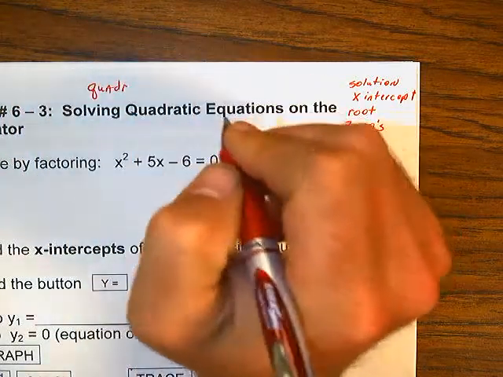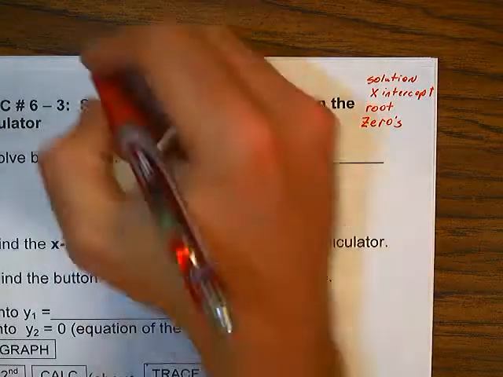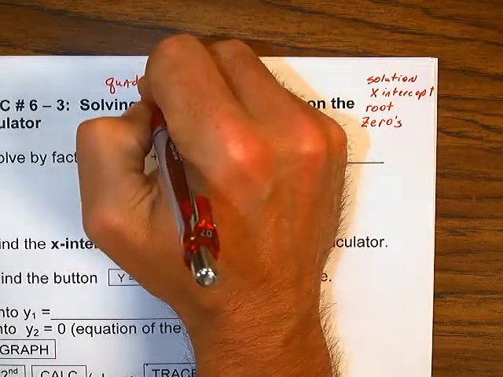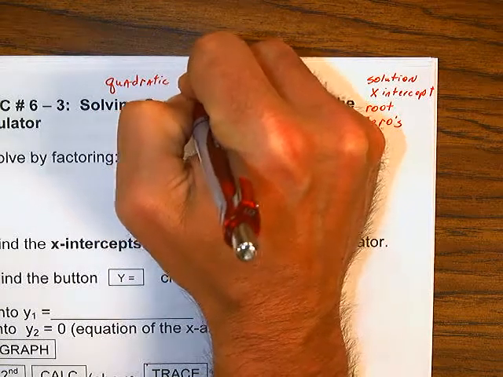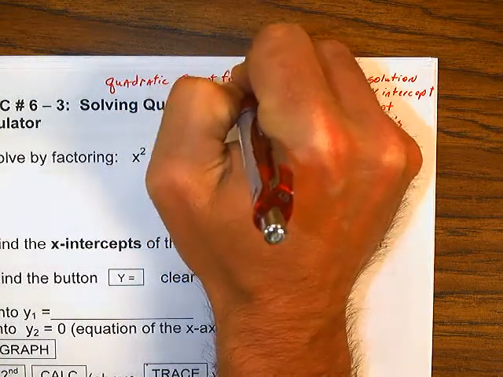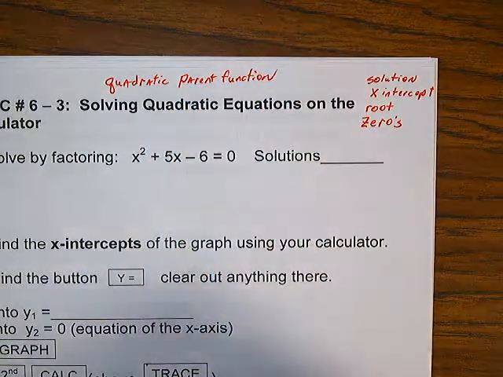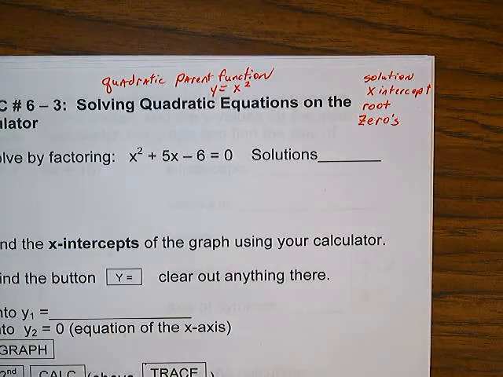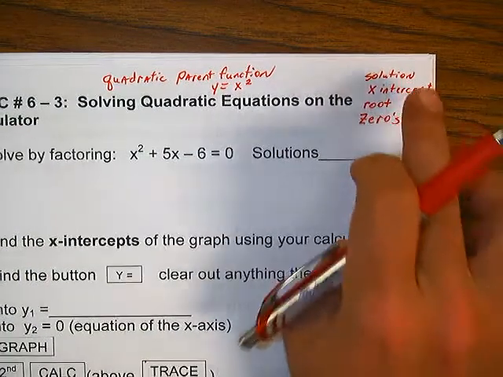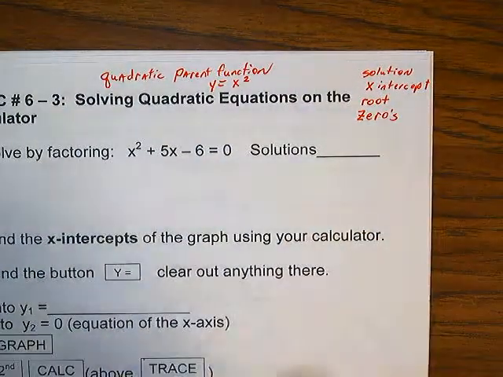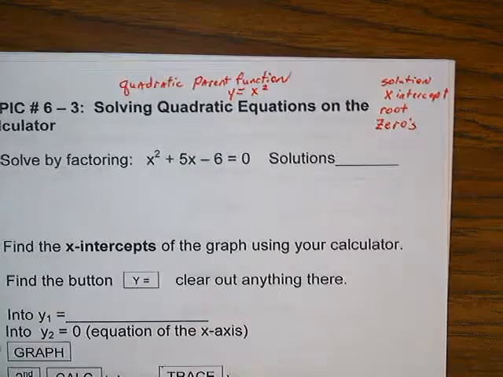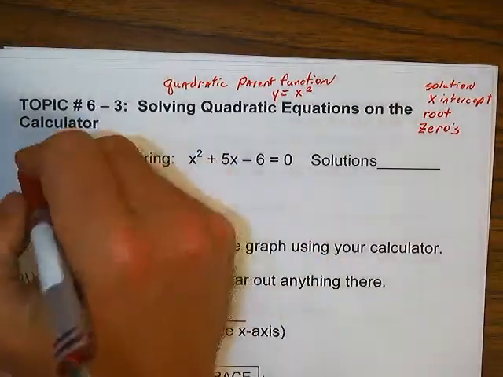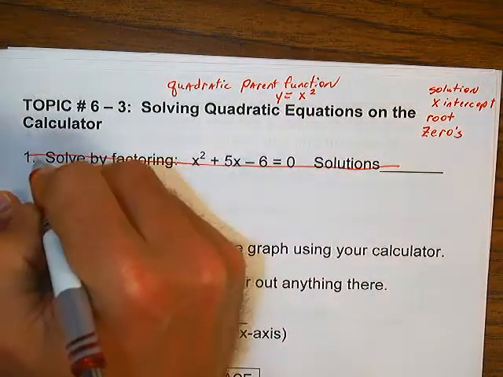this will become really important on 6.4, but let me go ahead and remind you, the quadratic parent function. The quadratic parent function is simply y equals x squared. We'll refer to this in the next class period, so make sure we got that. What's the quadratic parent function? Y equals x squared. Now, we're going to be talking about solutions, x-intercepts, roots, and zeros. That's what we're focusing on today. We have not factored yet. We are doing that later, so we are not going to do this first one.